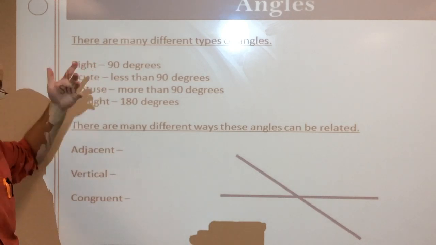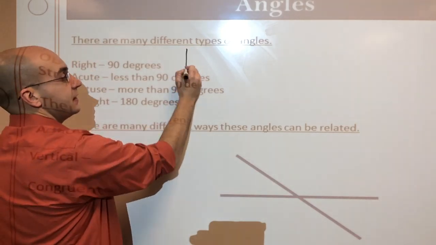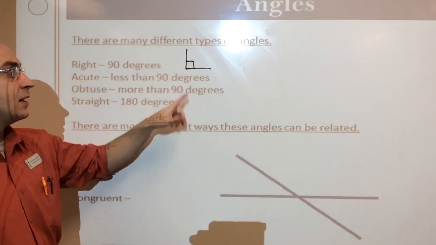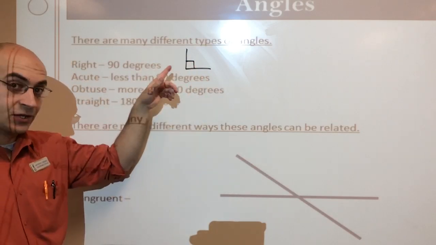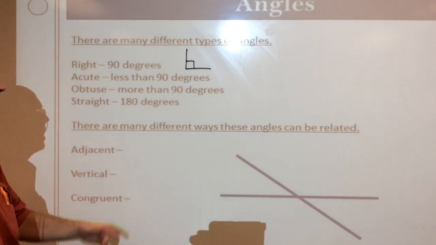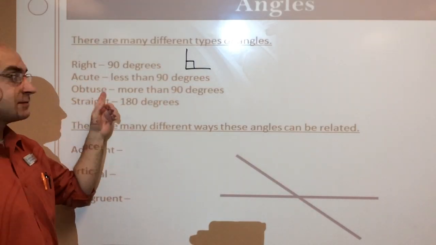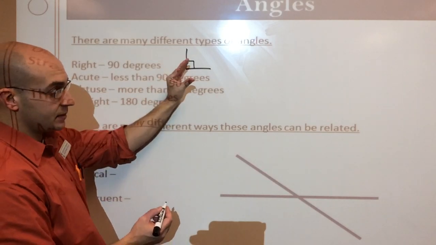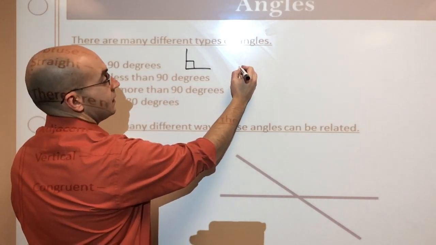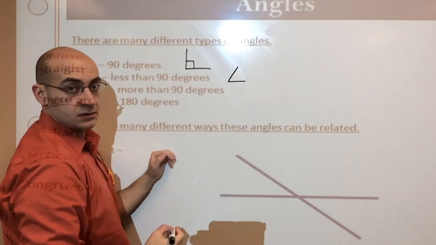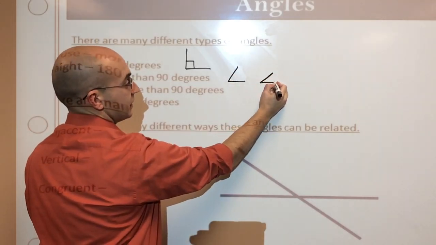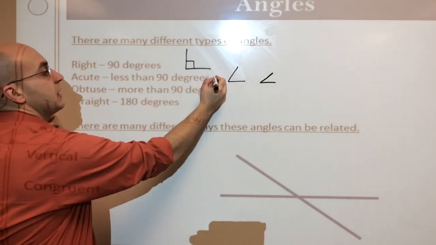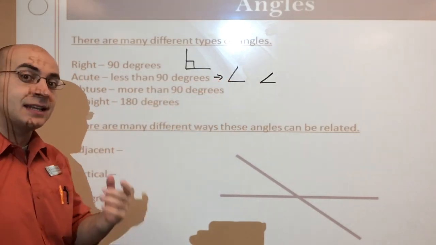A right angle. It's 90 degrees, and it looks like that. You've got to have a little box there to make sure you understand that that is 90 degrees. Pretty simple. An acute angle, right? Less than 90 degrees. So it has to be smaller than that, so it's got to be closed in. So this is an acute angle, and so is this. Look how cute it is. See, acute, get it? No? All right, whatever. So these are acute angles. They're less than 90 degrees. They can't be 90, they have to be less than.